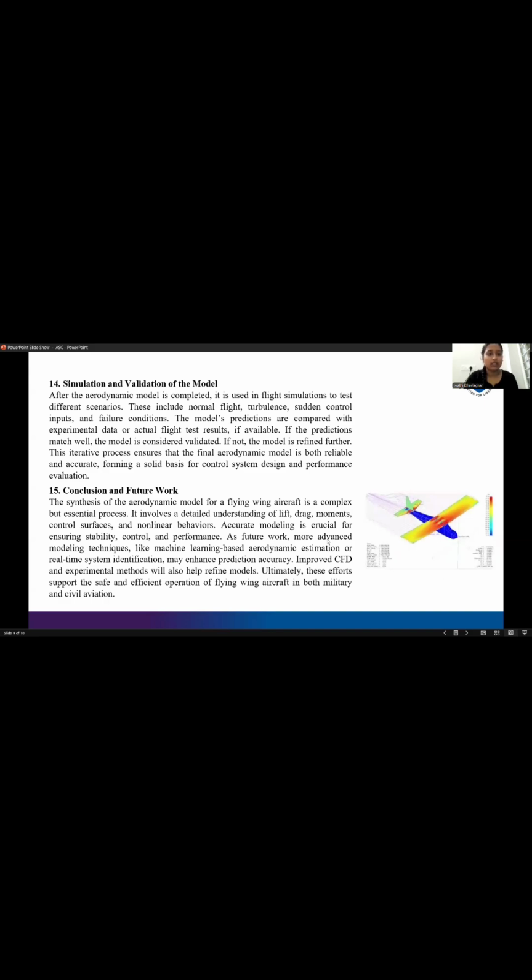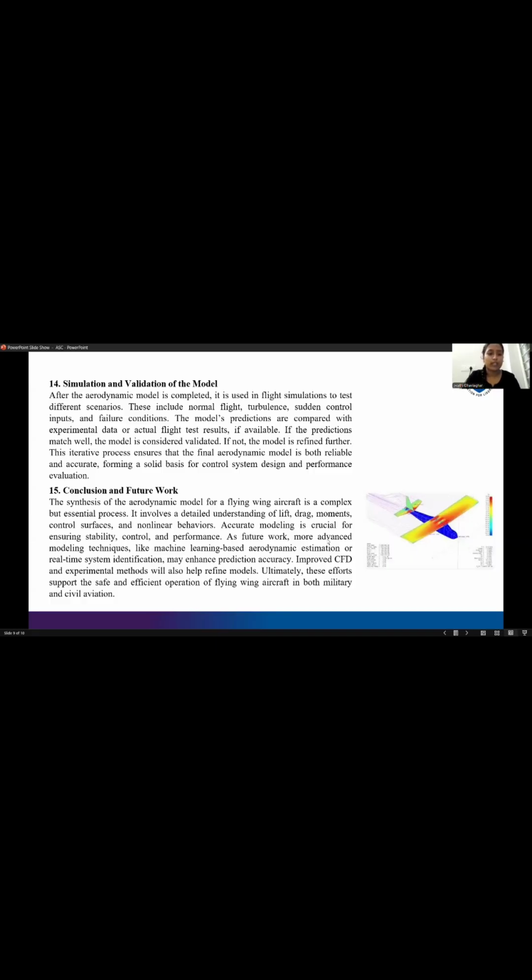Simulation and validation of the model. After the aerodynamic model is completed, it is used in flight simulation to test different scenarios. This includes normal flight, turbulence, sudden control inputs, and failure conditions. The model predictions are compared with experimental data and or actual flight testing results if available. If the predictions match well, the model is considered validated. If not, the model is refined further. This iterative process ensures that the final aerodynamic model is both reliable and accurate, forming a solid basis for control system design and performance evaluation.